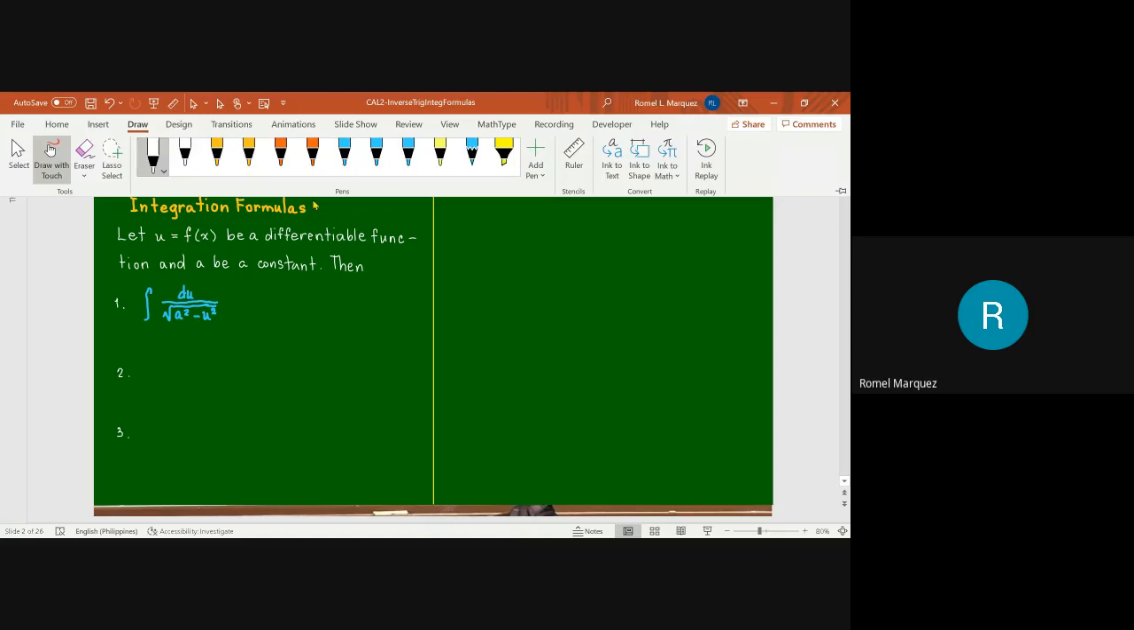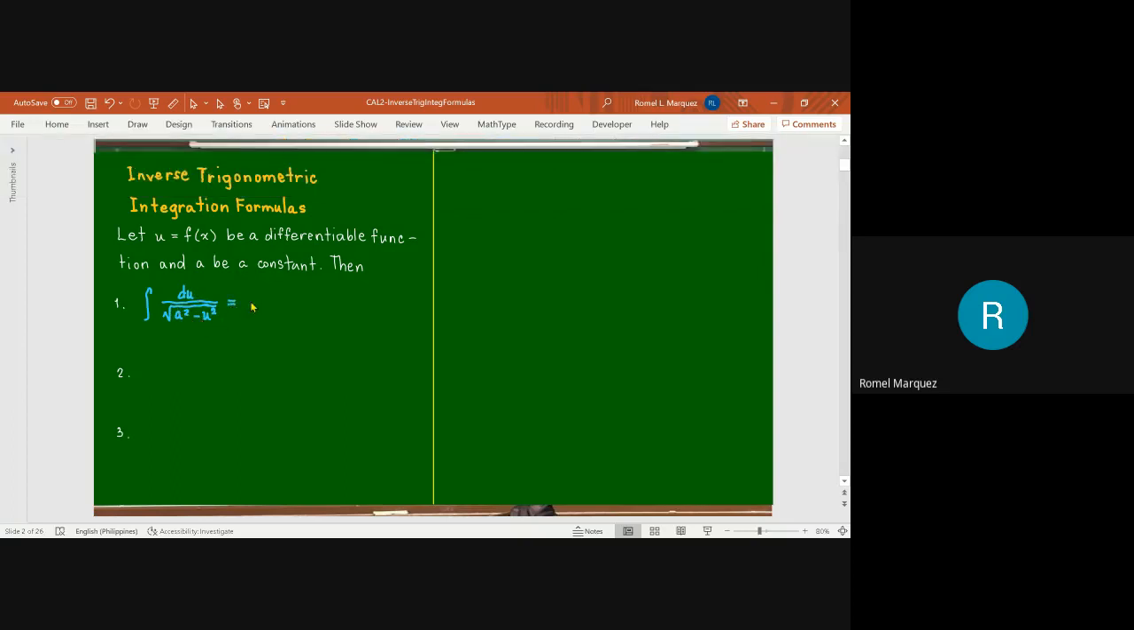Okay? So again, the integral of du over square root of a squared minus u squared is equal to inverse sine of u plus c. By the way, inverse sine here, you can also express that as arcsine if you want, no? So assume here that a is positive.